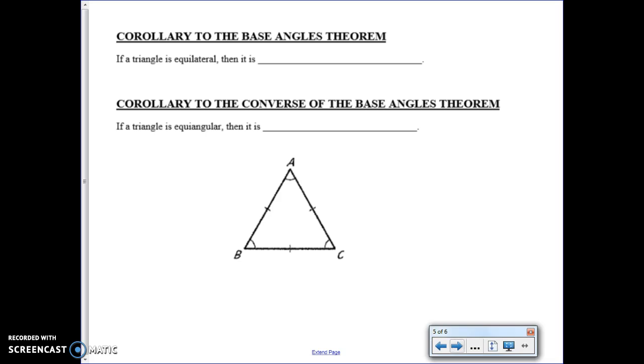Okay, the corollary to the base angles theorem says that if a triangle is equilateral, then it is also going to be equiangular, because those opposite sides and opposite angles all match up. So if a triangle is equilateral, then it's equiangular. The converse tells us if it's equiangular, then it's also equilateral.